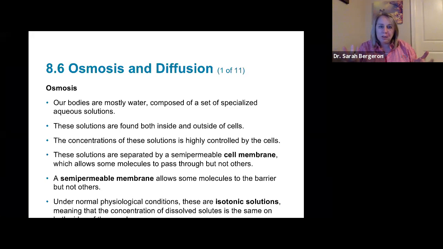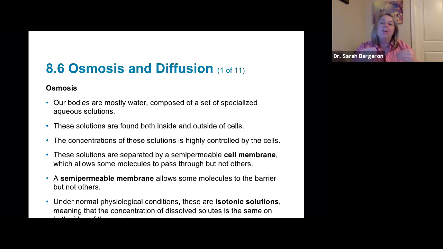And so we call the solutions that have water aqueous solutions. That's why we wrote AQ behind all of our equations. So in these aqueous solutions, we have different things dissolved inside of them, like sugars and ions and all kinds of things like that. And so the concentrations of the solutes in these solutions is very, very tightly controlled. And so they're usually different between what's outside the cell and what's inside the cell. And so the way that these two aqueous solutions are kept separate is by our cell membrane.